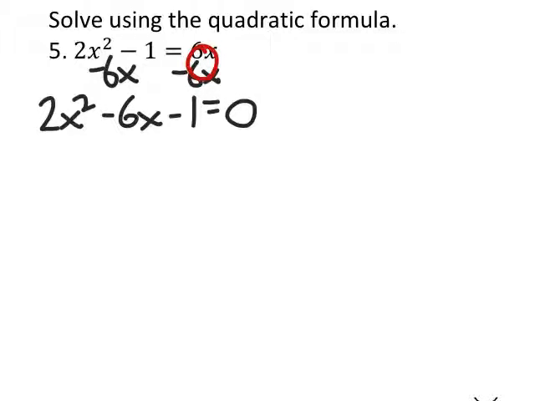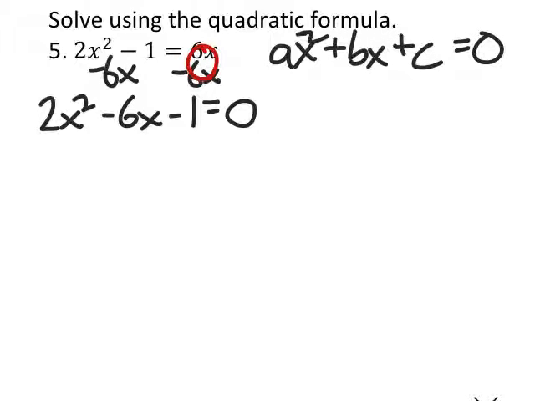Now we could try to factor this out using grouping or some other form, but the quadratic formula is very convenient because all we need is values of a, b, and c, and this is already in the form of ax squared plus bx plus c equaling 0. So this is a standard form.